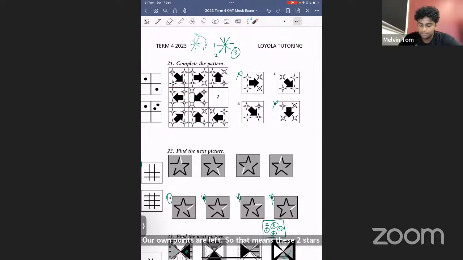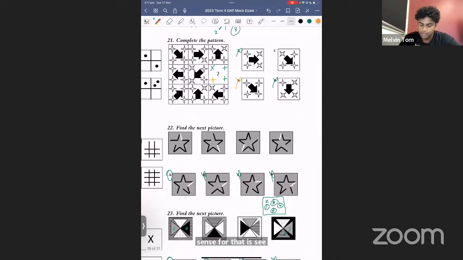And they did. So the arrow points here, so that means all the stars should stay exactly the same, except for the bottom left, which should turn into this. And the answer that makes sense for that is C.